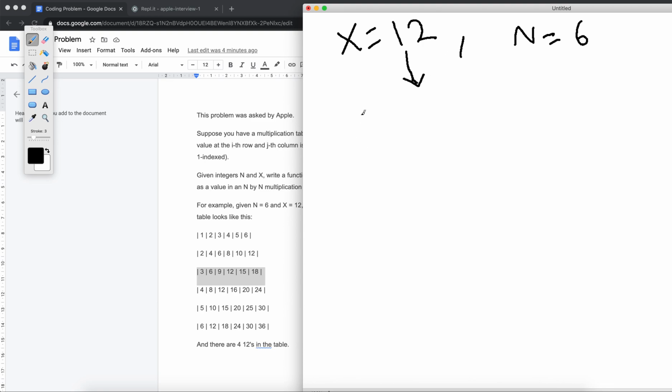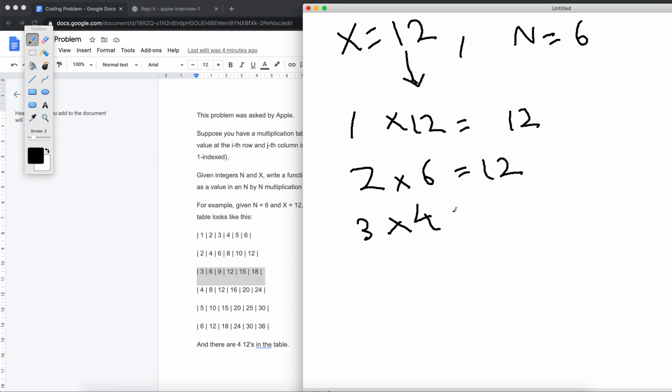Now what we can do is, if I try to find the factors of this value 12, so let's say 1 cross 12 gives me 12, right? The other one would be 2 cross 6 gives me 12. Another one would be 3 cross 4 gives me 12, and that's it. Why? Because 12 has these many factors, and we know that n is 6, right?